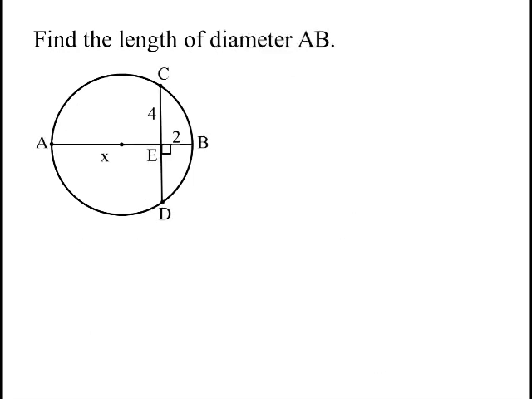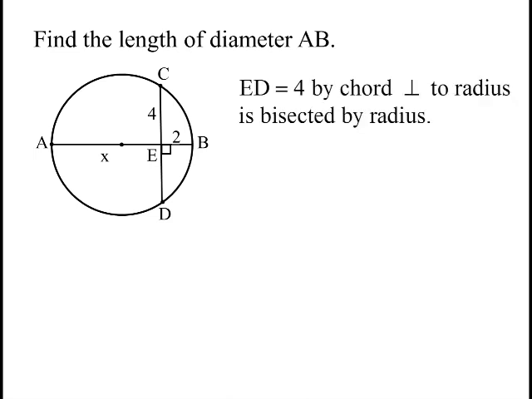This one is just a bit more challenging. You remember that ED would have to be 4, because this diameter is perpendicular to this chord, and because it is perpendicular to the chord, it also bisects the chord. So that would have to be 4.